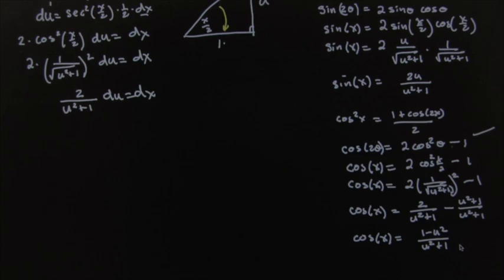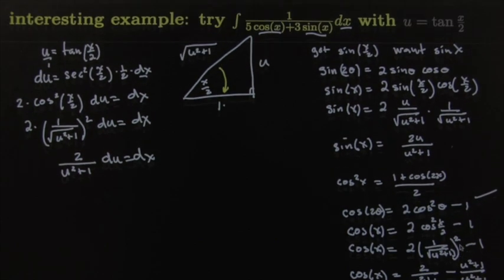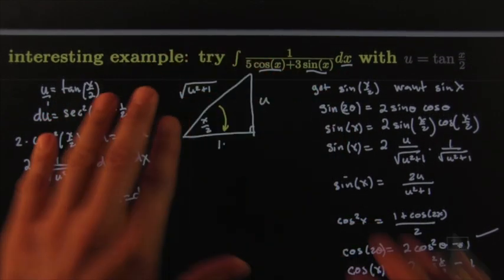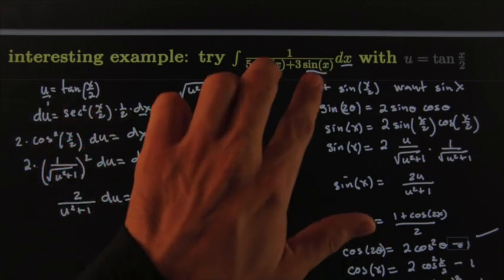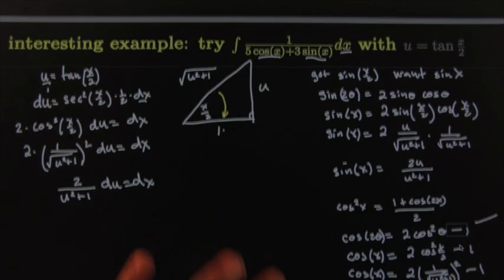Okay? How are we doing so far? All this is, of course, just working on the dictionary. I told you this is a fun one. But this is super famous. It's called the Weierstrass substitution.